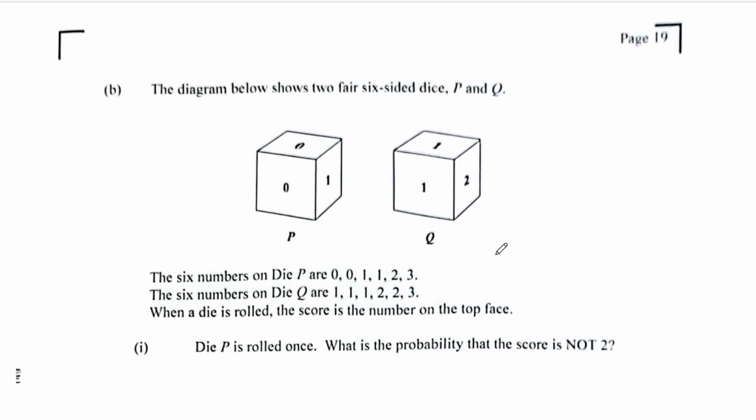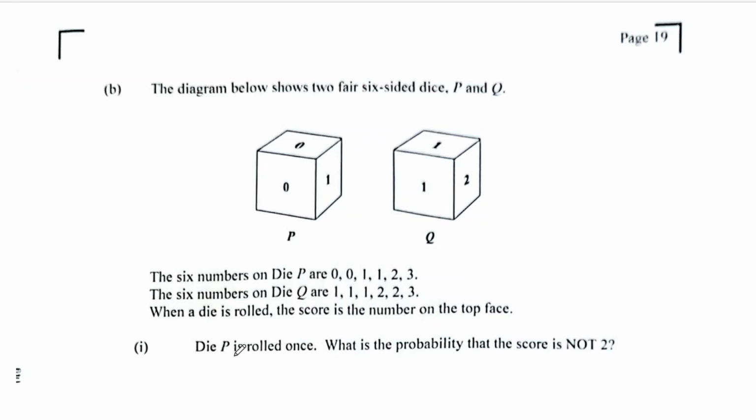Right, the diagram below shows two fair six-sided dice, P and Q. The 6 numbers on die P are 0, 0, 1, 1, 2, 3. So these are the numbers on this die here. The 6 numbers on die Q are 1, 1, 1, 2, 2, 3. That's the numbers on this one. When a die is rolled, the score is the number on the top face. Right. So the top face is the score.